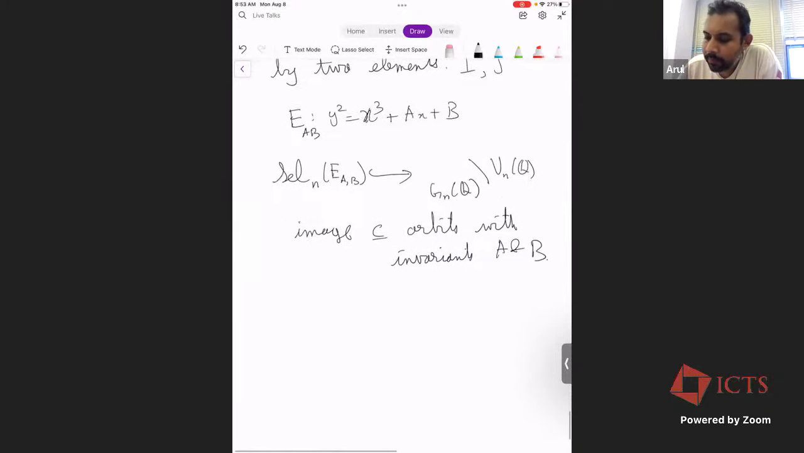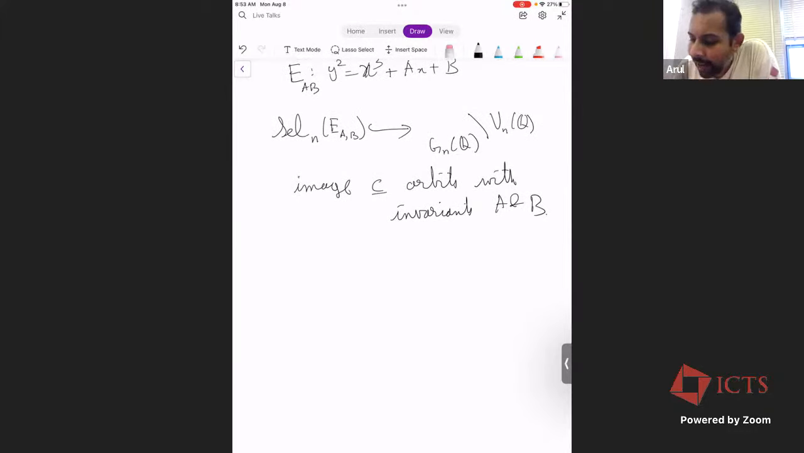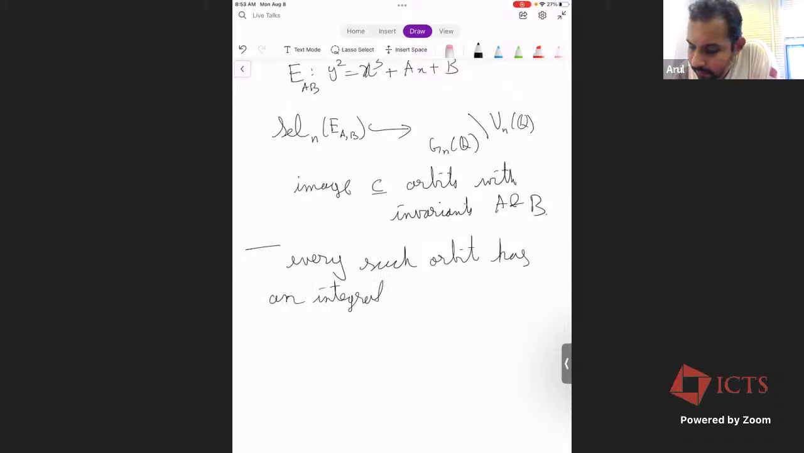So we're going to do this next time. And very crucially, what we will prove is that every such orbit has an integral representative. The issue is you have some random orbit with invariants A and B. It's a rational orbit, but it's not so bad. This orbit is going to have an integral representative. So it's going to be enough to consider VnZ. We don't have to worry about VnQ, which is much harder to control.